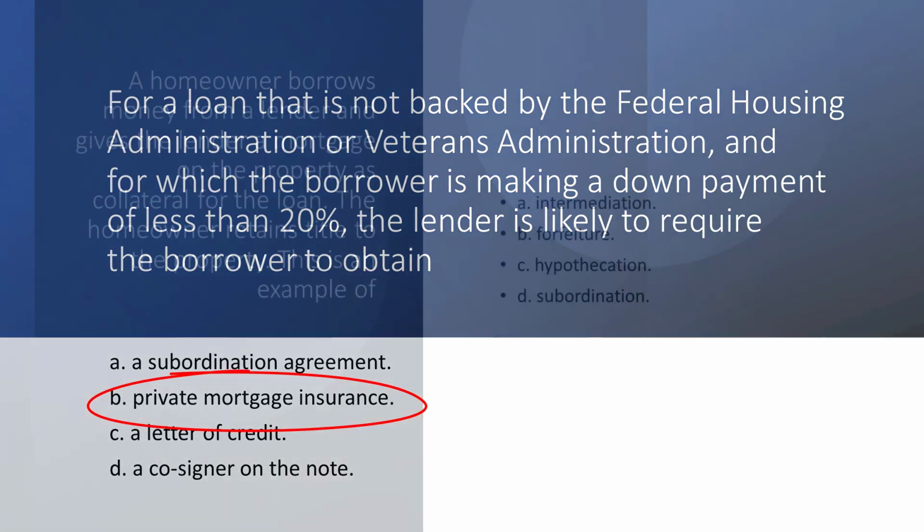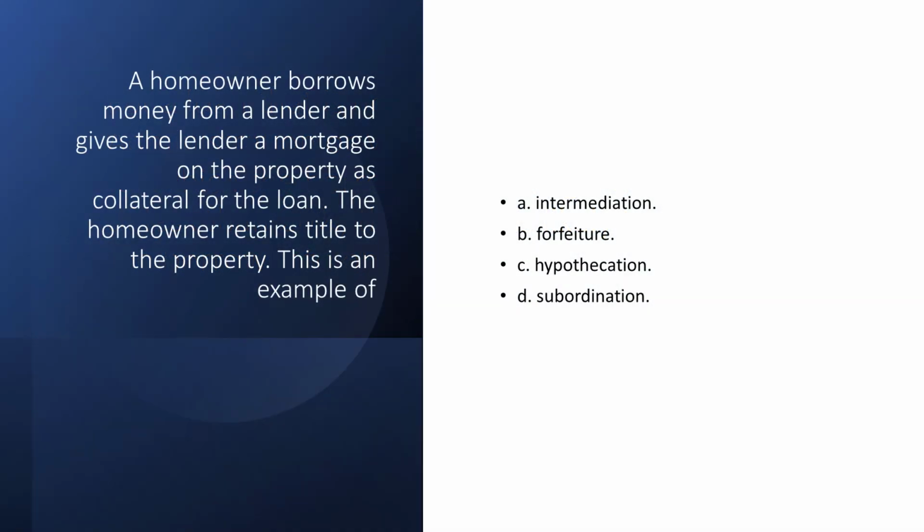Question number 7. A homeowner borrows money from a lender and gives the lender a mortgage on the property as collateral for the loan. The homeowner retains title to the property. This is an example of A, intermediation, B, forfeiture, C, hypothecation, or D, subordination.